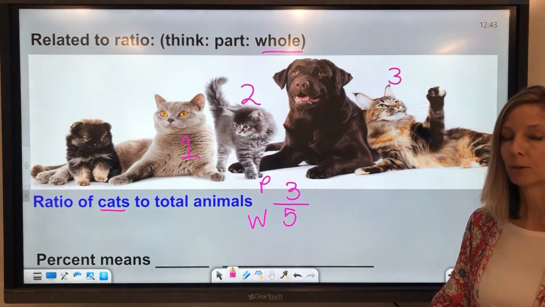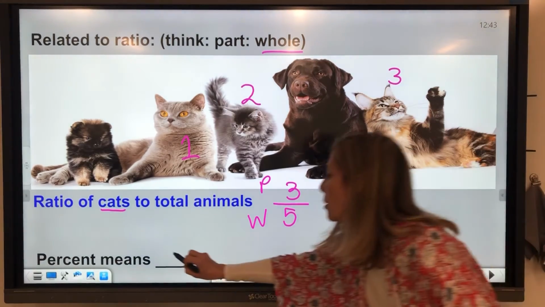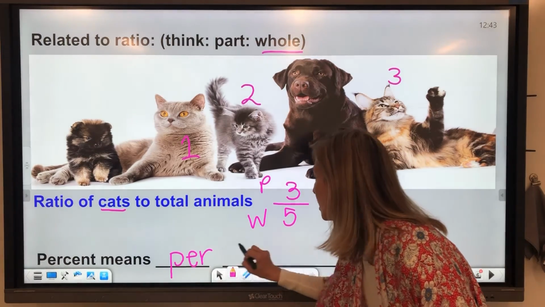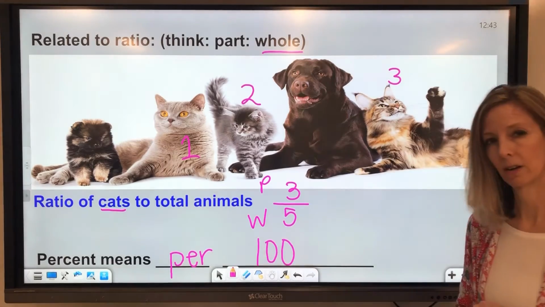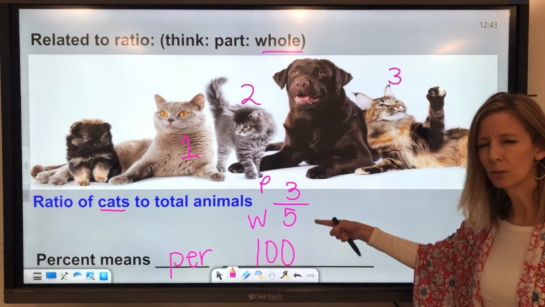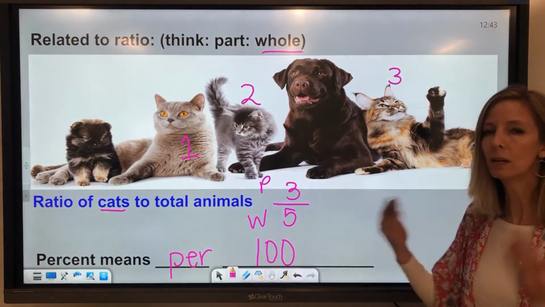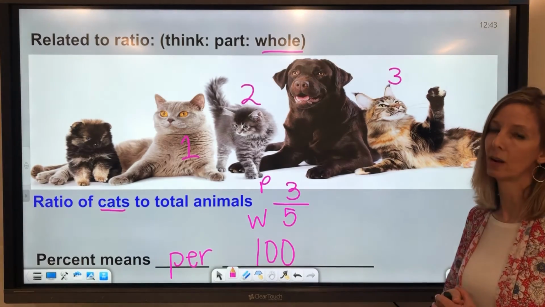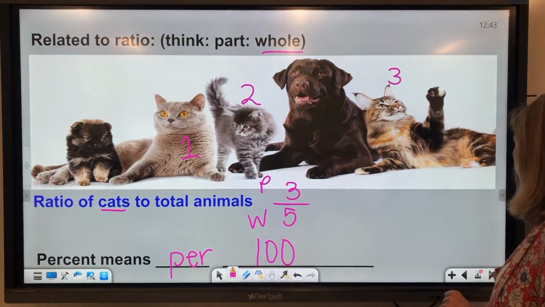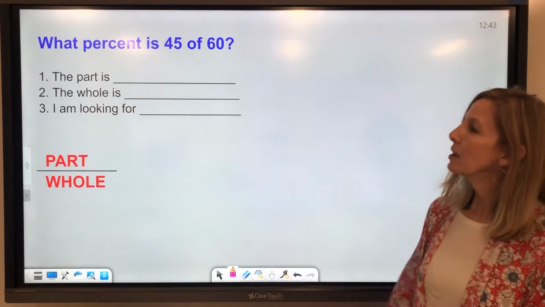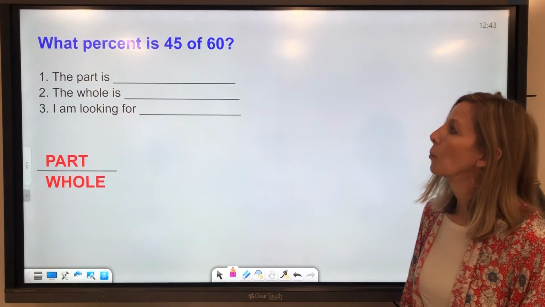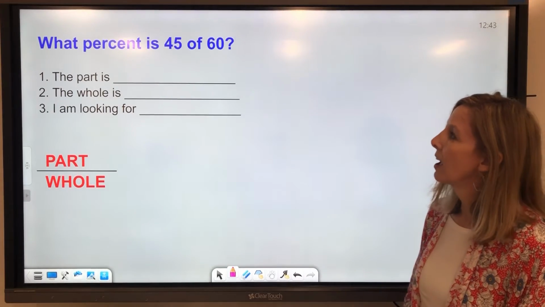And again, percent means what? Per 100. Now, you might be looking at this 3 over 5 right here and thinking, okay, you keep saying per 100, but I don't see a 100 here. Let me show you. Okay, so let's say we have a question like this. What percent is 45 of 60?